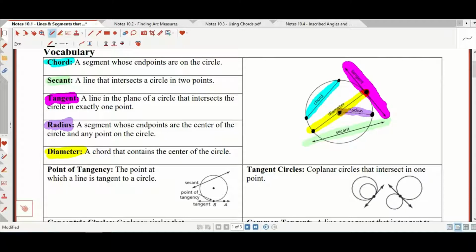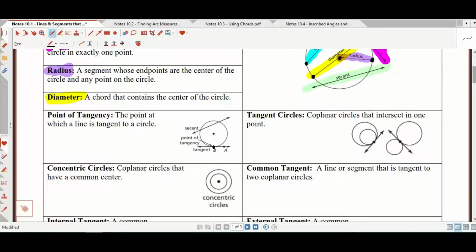Now, a point of tangency is the point at which a line is tangent to a circle. It's that one point that a tangent line intersects. Right here, that would be point B. Tangent circles are coplanar circles that intersect in 1 point. That is, if 2 circles touch at the same point, they have a tangent that goes through that 1 point, they are tangent circles. Concentric circles are coplanar circles that have a common center. They are centered in the same place.